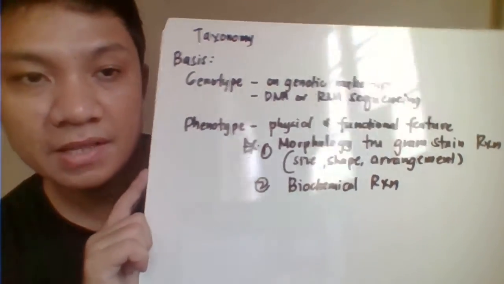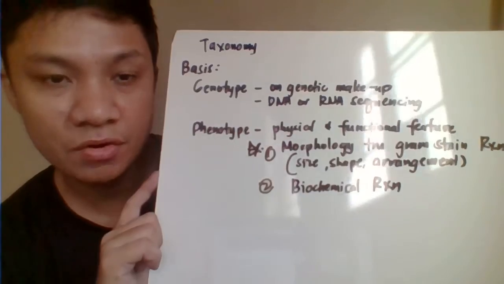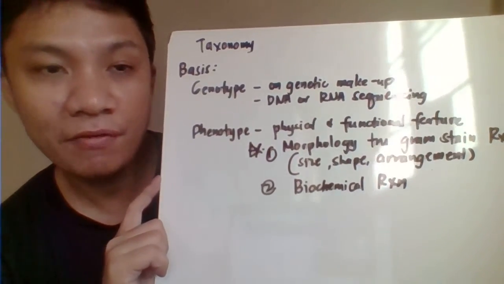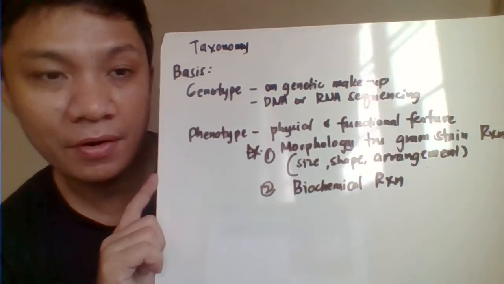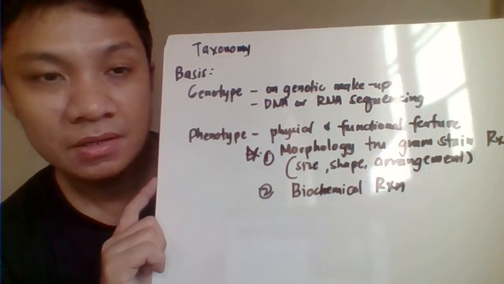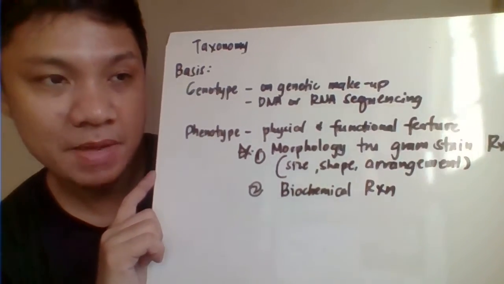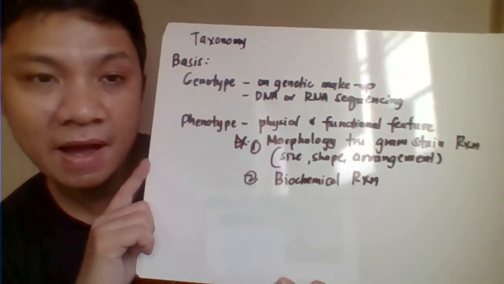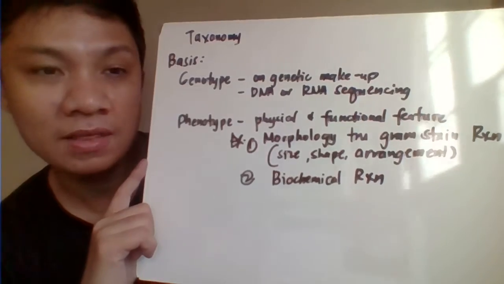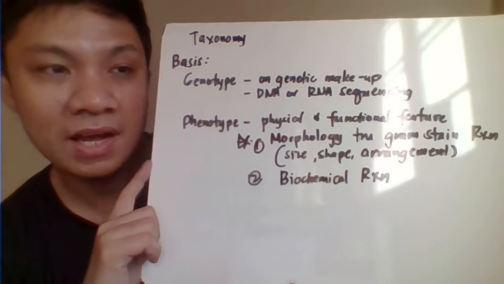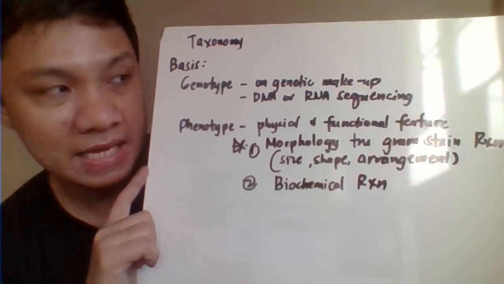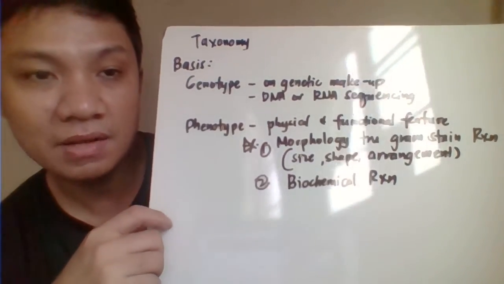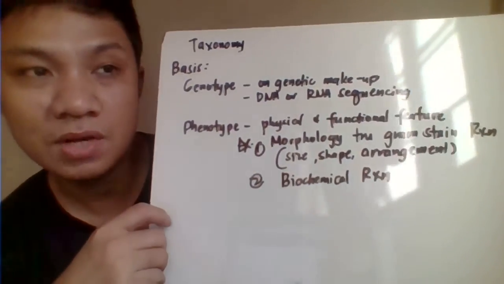Then we have the basis for the classification or the grouping. It could be in the form of genotypic or phenotypic typing. When we speak about the genotypic, genotype is based on the genetic characteristics or genetic makeup, primarily based on the sequencing of the nucleotides, DNA or RNA. Genotype could be identified by molecular tests, for example PCR, polymerase chain reaction.